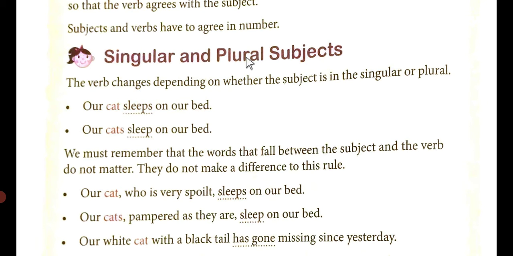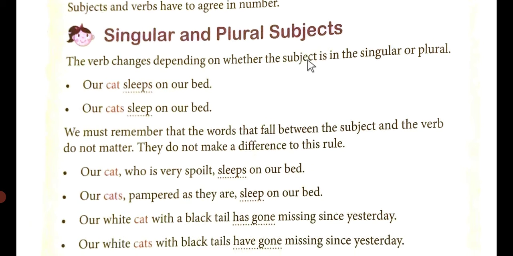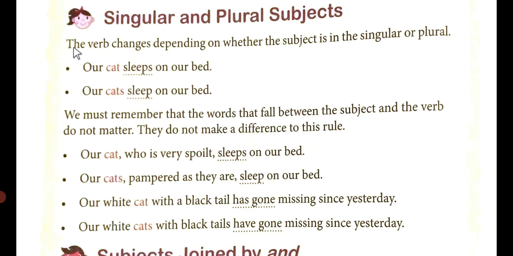Singular number and plural number. Singular and plural subjects. Now we see that the verb changes depending on whether the subject is in the singular or plural. For example, our cat sleeps on our bed. Singular number. Now, with the plural number, our cats sleep on our bed.